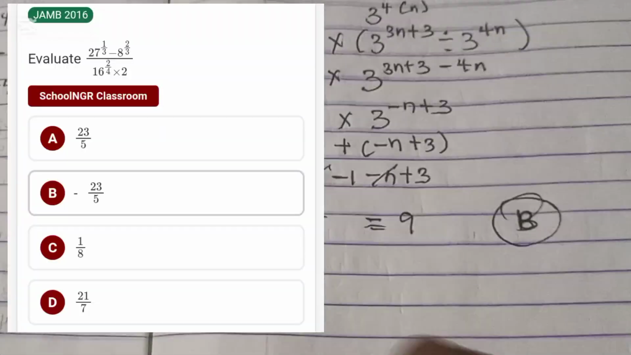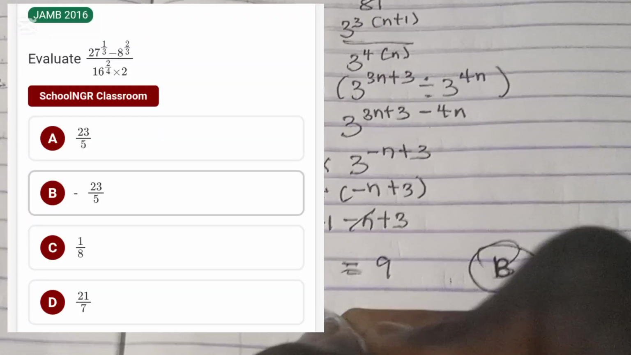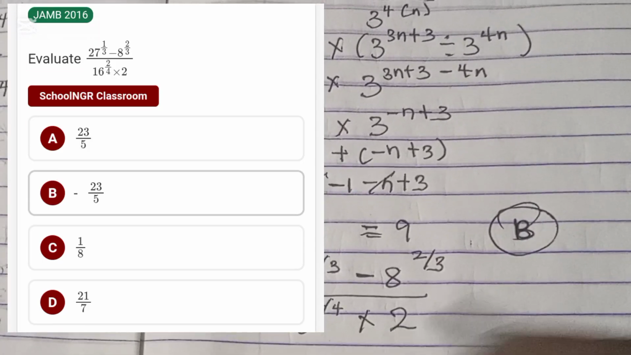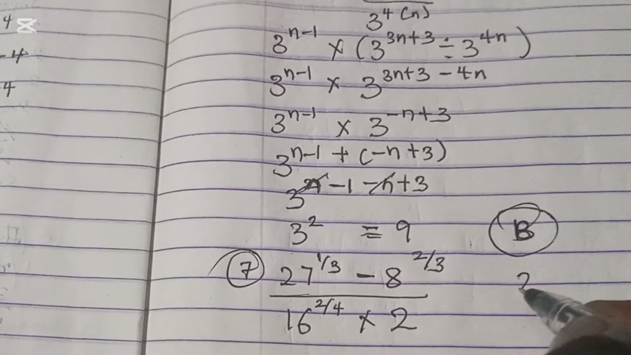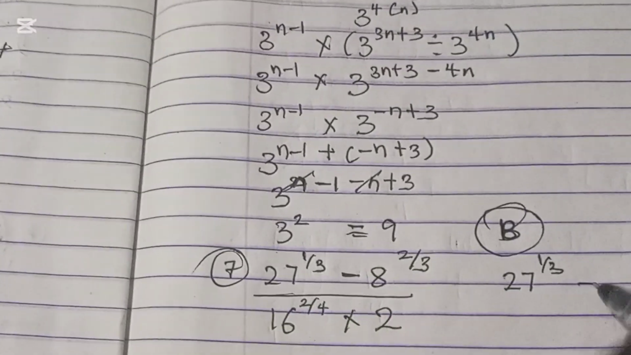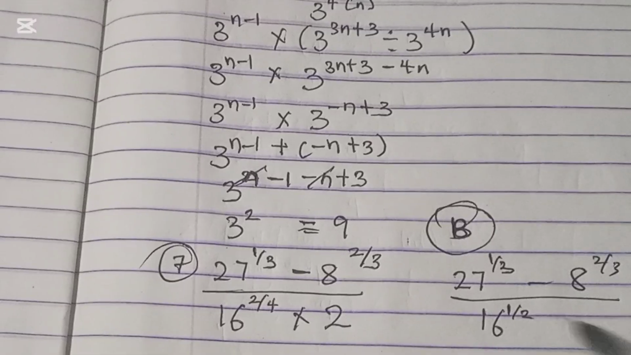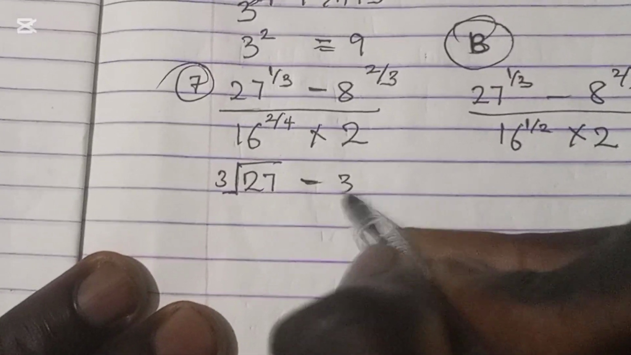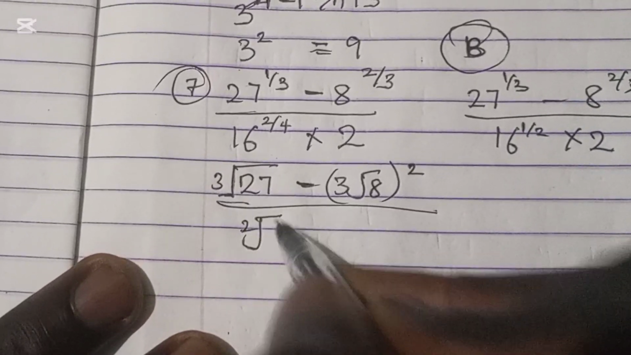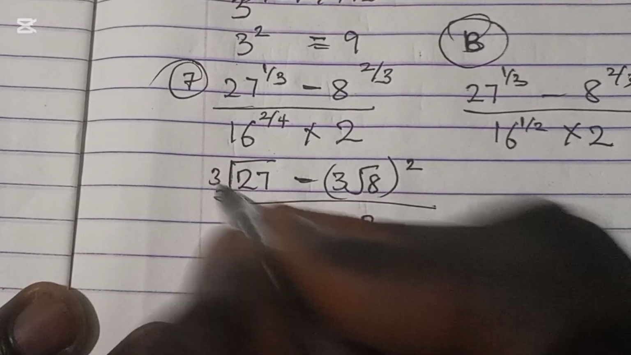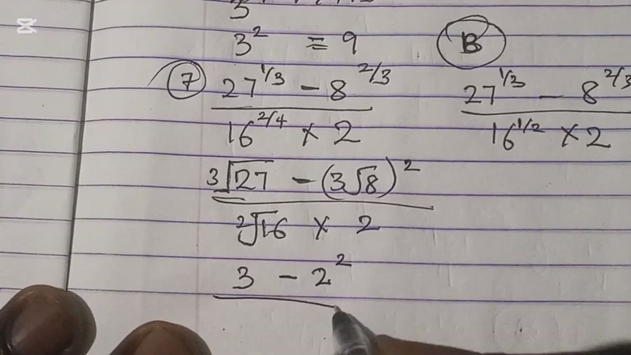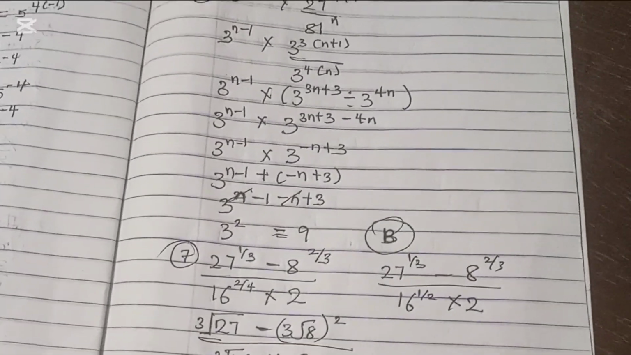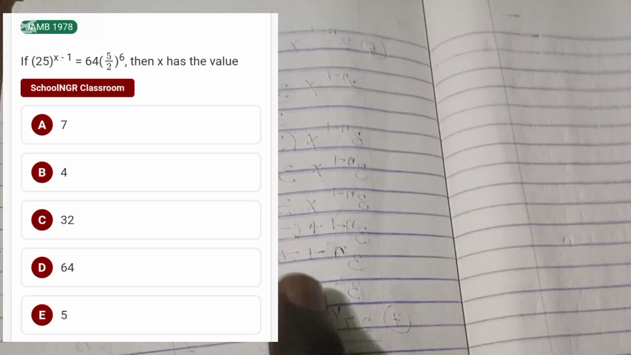Number 7 says 27 raised to the power 1 over 3 minus 8 raised to the power 2 over 3 over 16 raised to the power 2 over 4 times 2. So you can simplify this: 27 raised to the power 1 over 3 minus 8 raised to the power 2 over 3 over 16 raised to the power 1 over 2 times 2. So here use the law of fractional indices. That's cube root of 27 minus cube root of 8 raised to the power 2, then square root of 16 times 2. So that will give you 3 minus 2 raised to the power 2, which still equals 8. So that's minus 1 over 8. And that is option C. The next question, which is number 8.